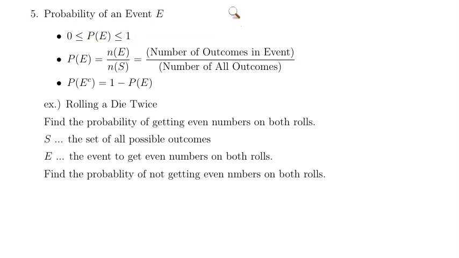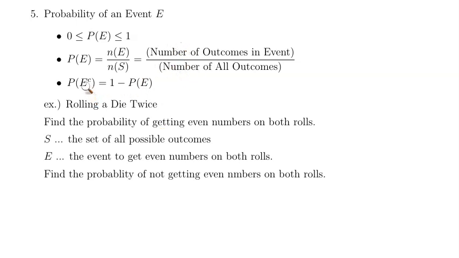And in order to find a probability, this is how we find it. The probability of event E, whatever the event is, is the number of outcomes in the event divided by the number of all possible outcomes. Right? I'll go over an example so that it becomes clear.